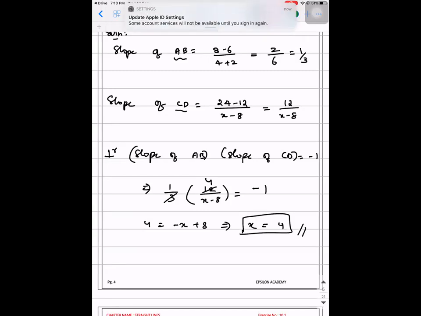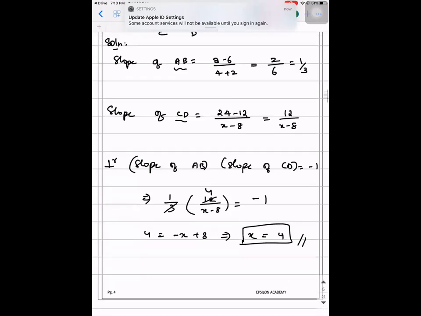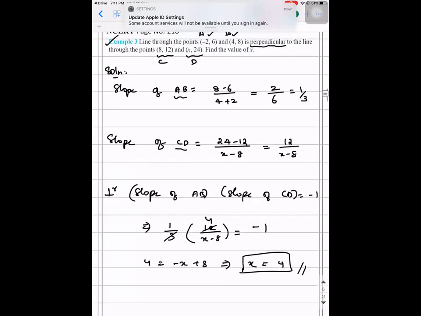So the x coordinate of D for CD to be perpendicular to AB is 4. I hope it is clear. This is a simple problem actually.